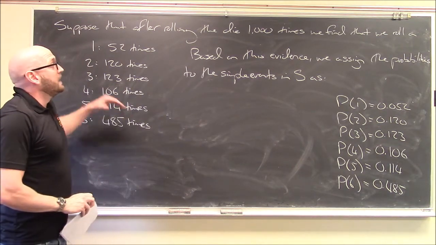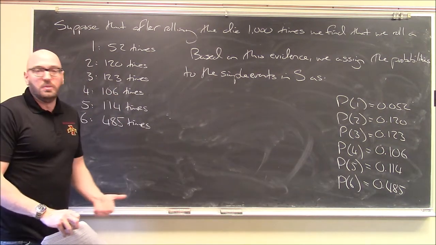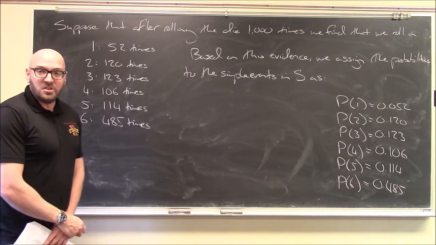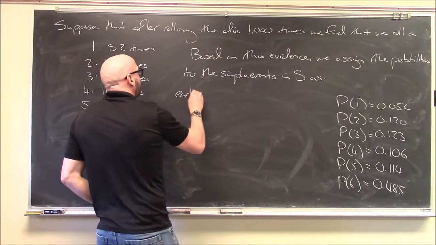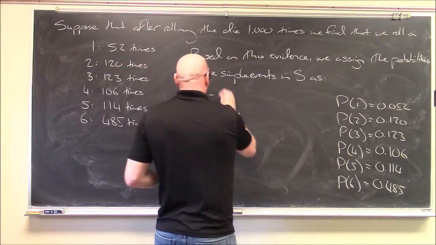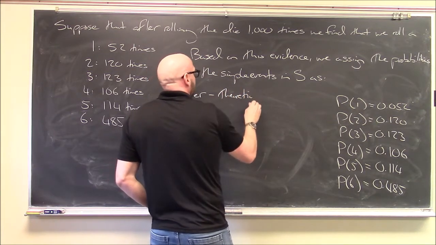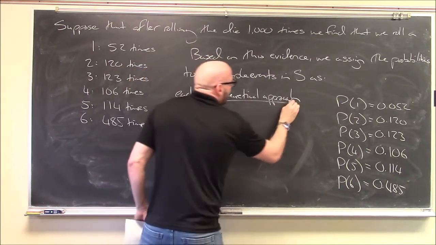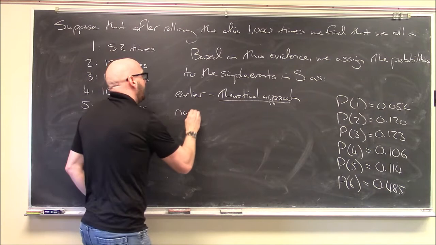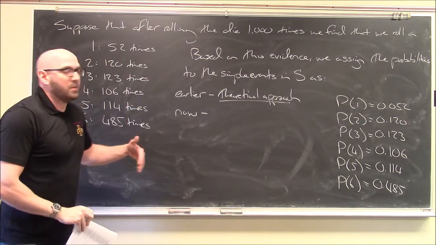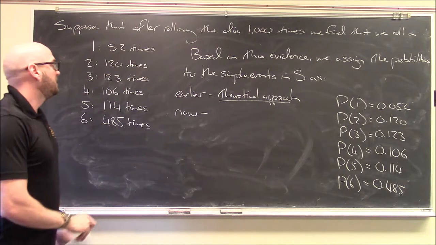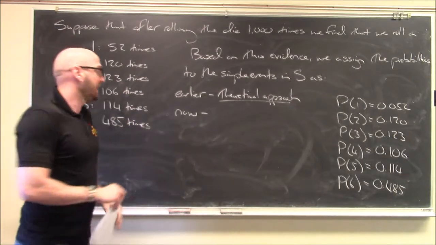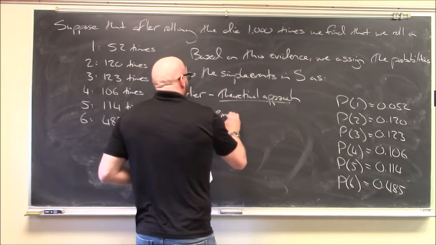Alright, so earlier we assigned probabilities using a theoretical approach. We just assumed every outcome was equally probable, so theoretically our probabilities should have been 1/6. Earlier we took a theoretical approach to assign our probabilities, but now we're assigning probabilities based on what's usually called an empirical approach. We are using the empirical data from an experiment and using that to assign our probabilities, right? So this is the empirical approach.